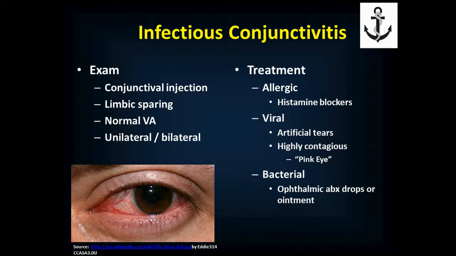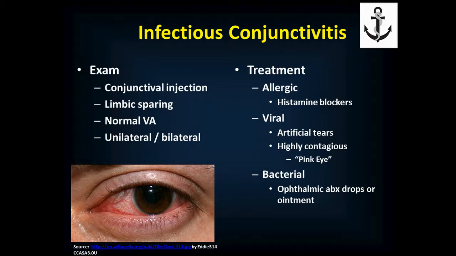I find that bacterial conjunctivitis often starts out unilateral and may stay unilateral, but people touch their eyes a lot, particularly when they're irritated. And then they touch their other eye and they spread what they've got. So oftentimes they'll end up being bilateral. For the viral, it's almost always bilateral. They just spread so easily.